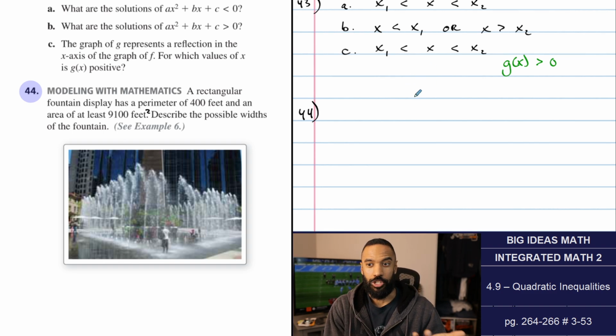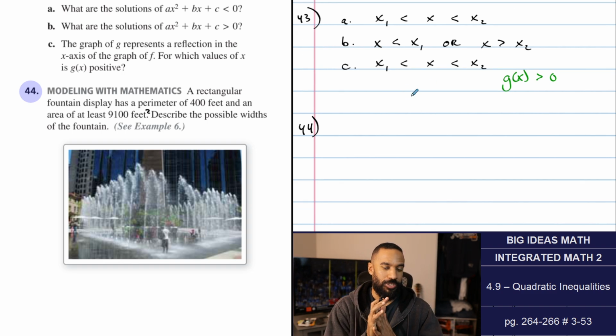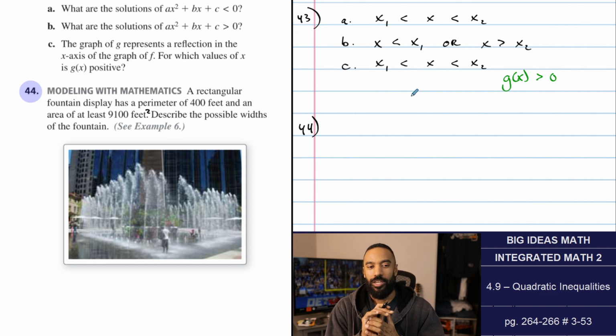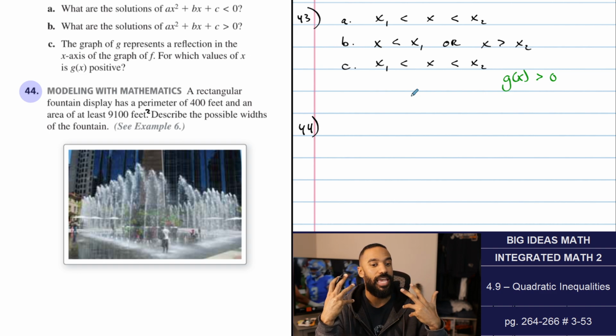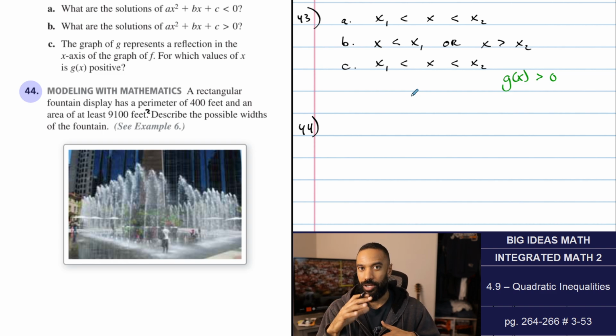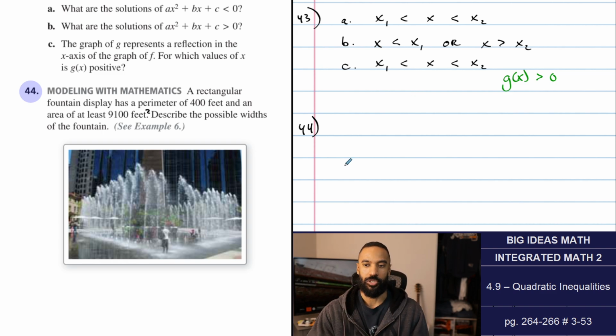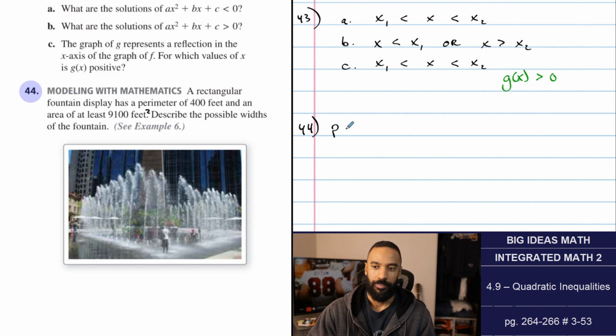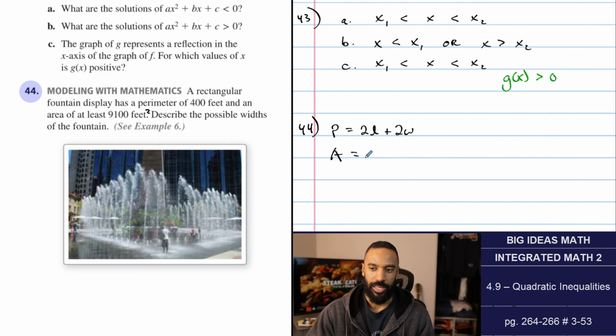Now, it is like that lecture problem. If you were with me on the lecture problem, you might know what to do. Or you might not. It might have been a little confusing. So, first of all, rectangular fountain display. Opposite widths are equal. Opposite lengths are equal. A perimeter is 2 lengths plus 2 widths. And an area is length times width.